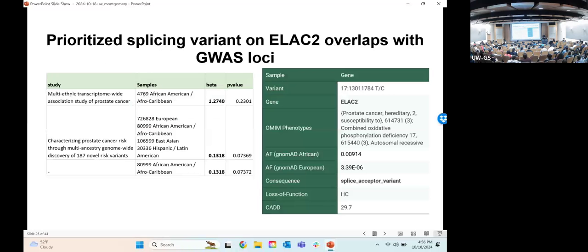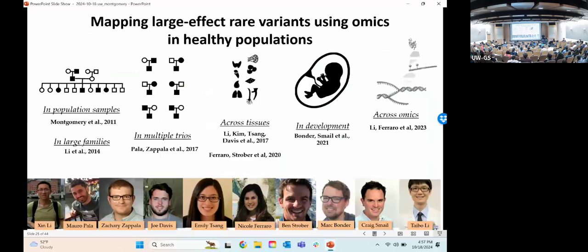So we can go and look up this variant, and we find that this splicing variant overlaps with a known GWAS locus, which from multi-ethnic studies of prostate cancer has exhibited large effect sizes. So in this reverse genetics approach, we're finding these variants that seem to be correlated to interesting traits.